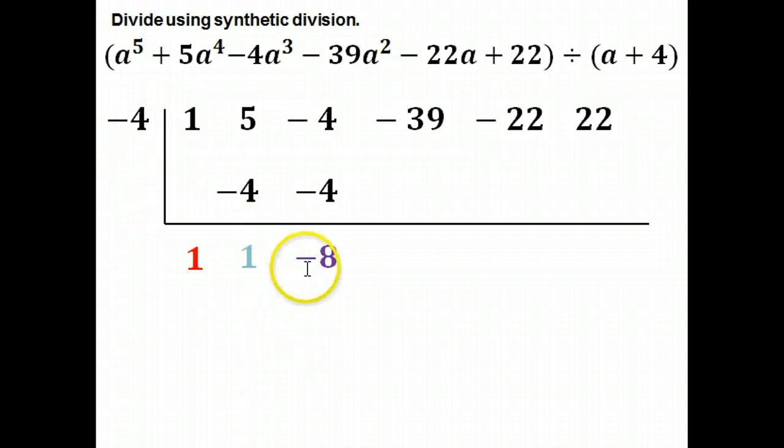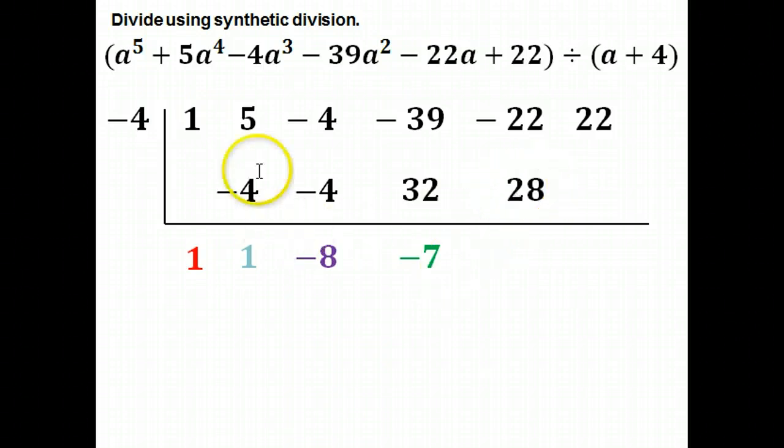So then I go negative 4 times negative 8 would give me a positive 32, and I'm going to write that right here. Then I combine these two here, negative 39 plus 32 would give me a negative 7. Then I take my negative 4, I multiply that by negative 7, and that would give me a positive 28. I'm going to write that right here.